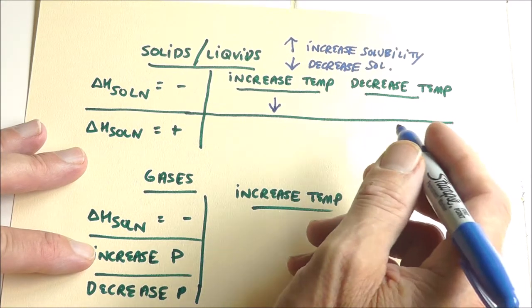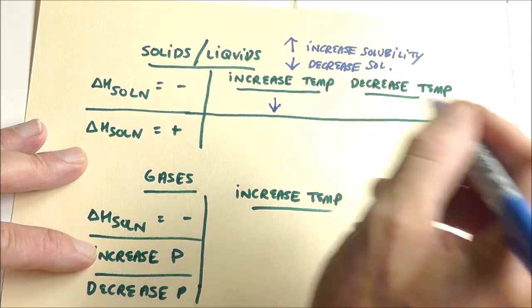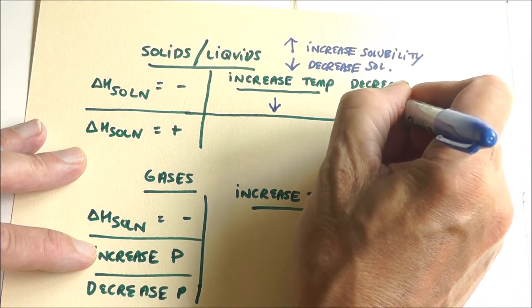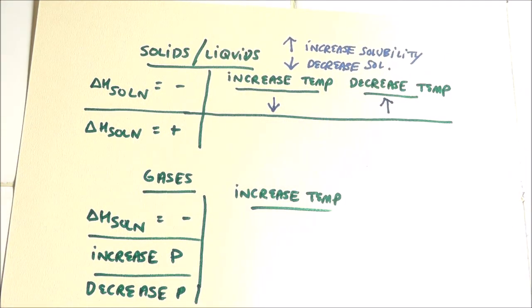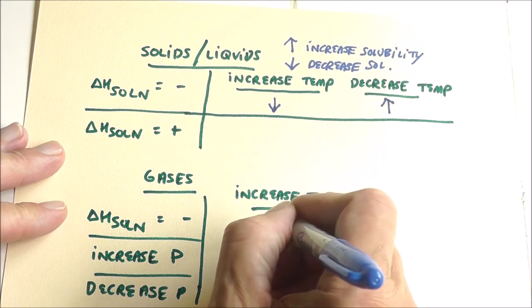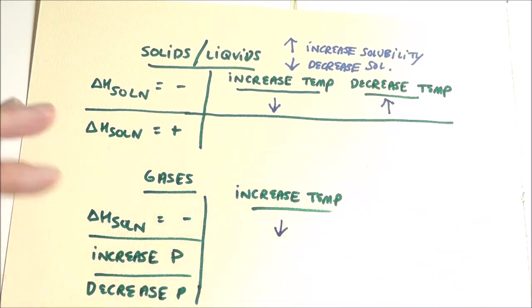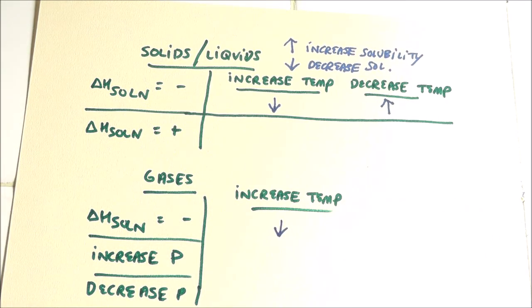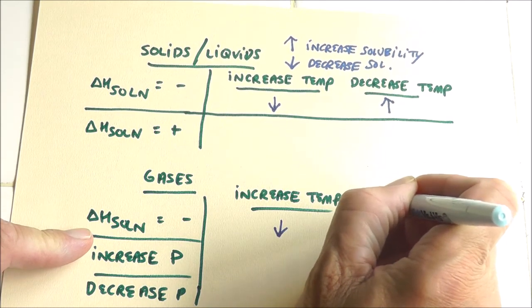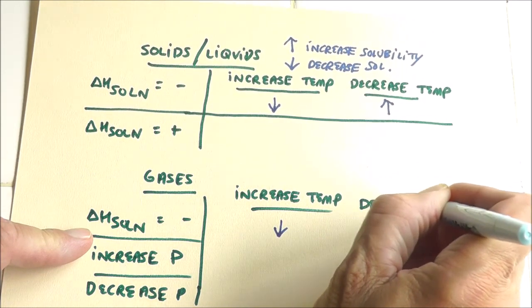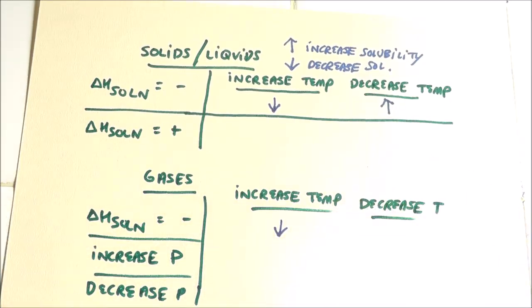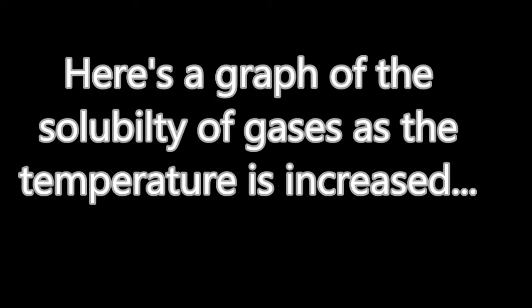If I cool it, heat's on the right, and therefore it's going to be removing heat. The equilibrium will shift to replace that. So that takes into account our example with oxygen. But that's a gas, and it's the same situation down here. Increased temperature, gases are all delta H negative, so solubility decreases. And then if we decrease the temperature, same thing. So, you know, gases are all delta H solution negative. They just are, trust me.